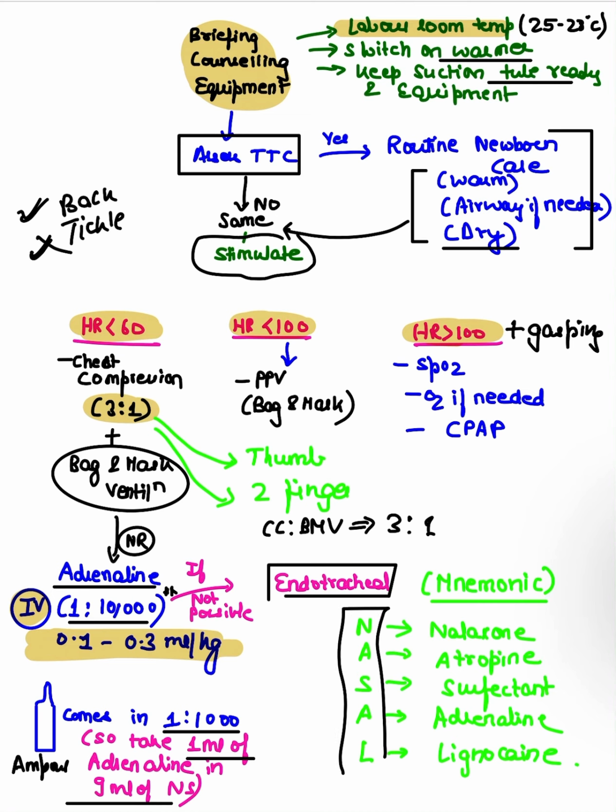Remember the mnemonic NASAL: N for naloxone, A for atropine, S for surfactant, A for adrenaline, which we read now, and L for lignocaine, guys. Okay, so these are the other drugs that you give by the endotracheal route, guys.